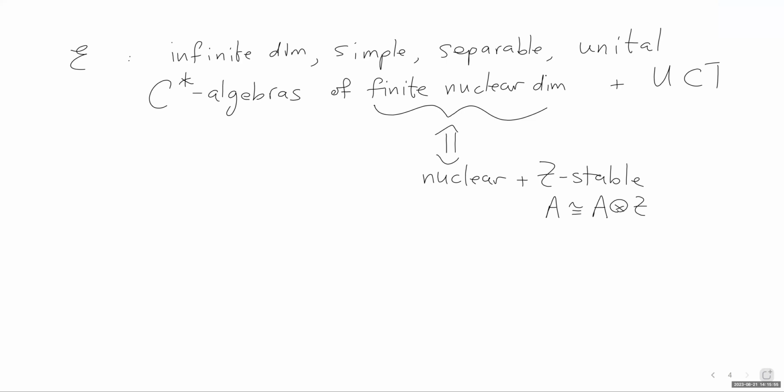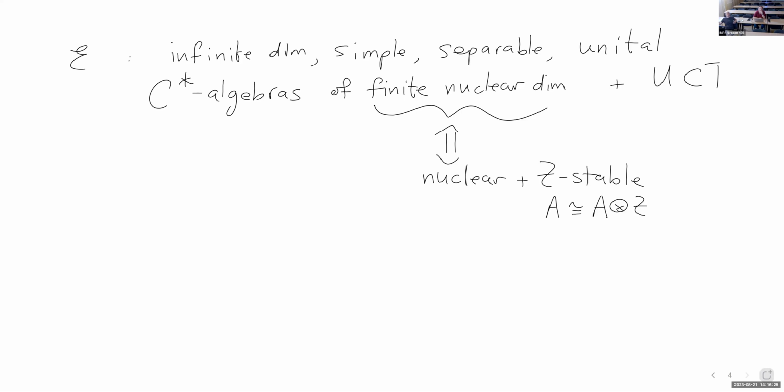Sorry, just a naive question, if I may. I'm thinking about an example of a nuclear C-star algebra which has infinite nuclear dimension. If I just take simply a topological manifold with infinite covering dimension, would it do the job? Yes, that's right. And would it be Z-stable or not? No, it would of course not be Z-stable, for example because it's commutative.